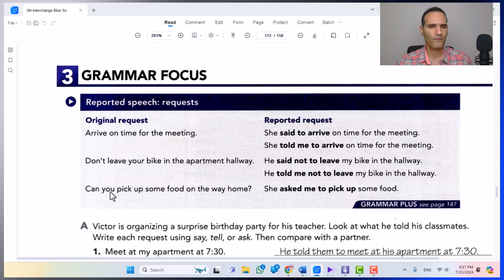And the third one, a question. These two are imperatives, this one is a question. Can you pick up some food on the way home? What did she say? She asked me to pick up some food on the way home. So ask and tell with an object, say with no object afterwards. Okay? You got the grammar? I think it's not very difficult, and you got it.